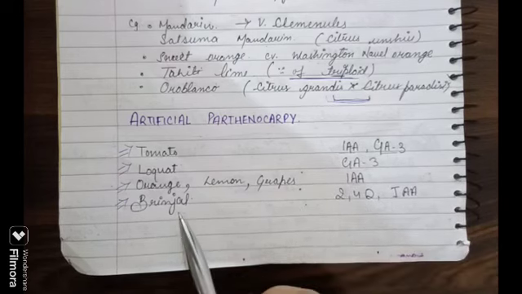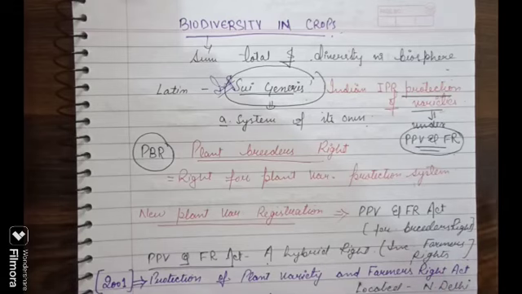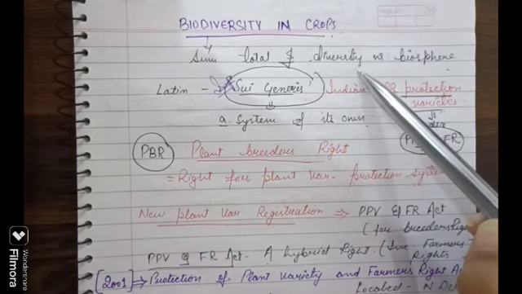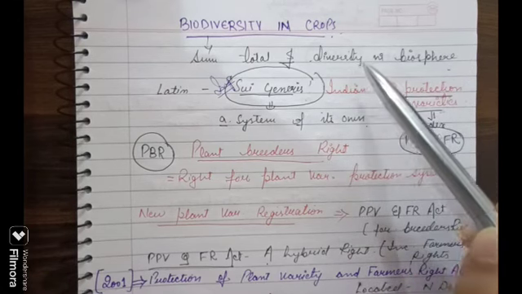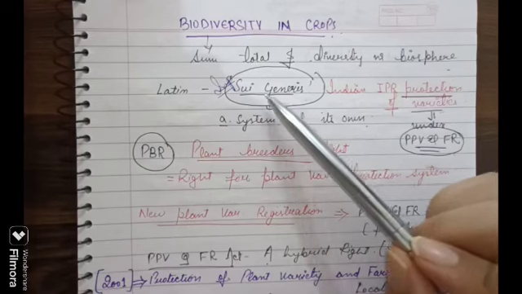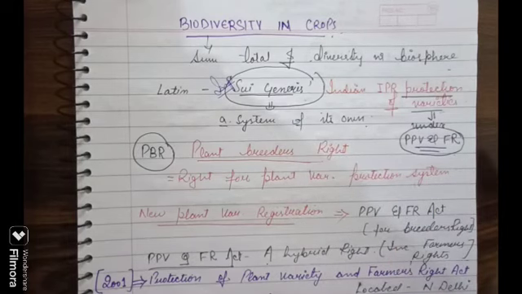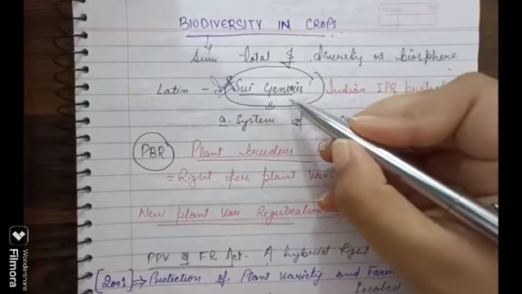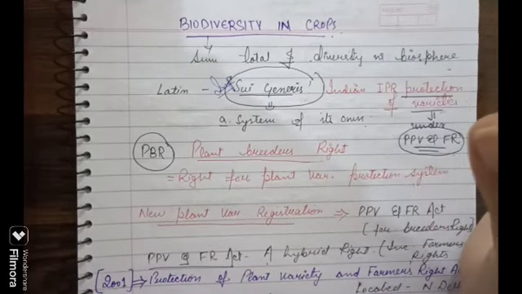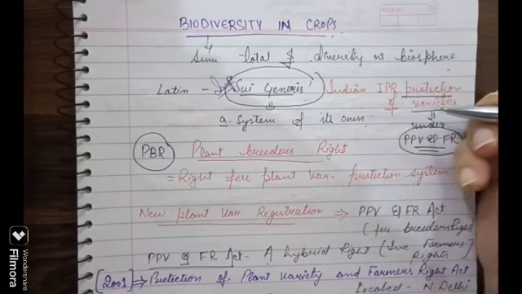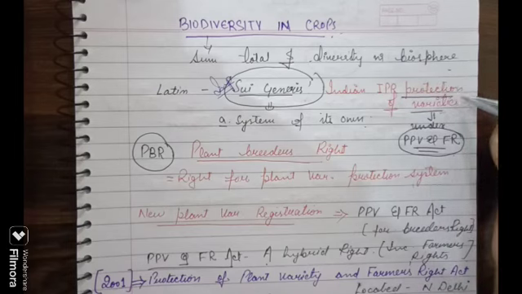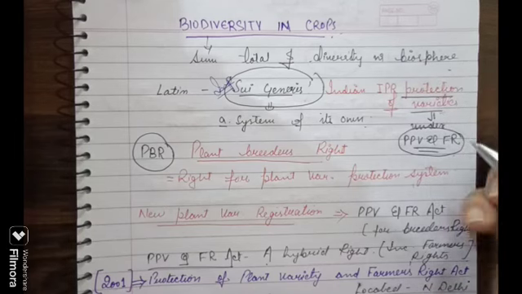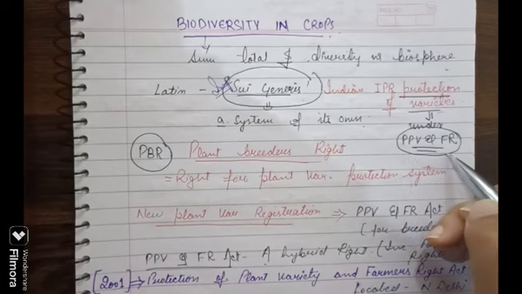Biodiversity in crops, the last topic of this video. Biodiversity in crops means the sum total of diversity in the biosphere. In the whole biosphere, the diversity is known as biodiversity. An important term you need to remember is sui generis. It is a Latin word. It means a system of its own. In India, sui generis is IPR, protection of varieties, which is under the PPV and FR Act.